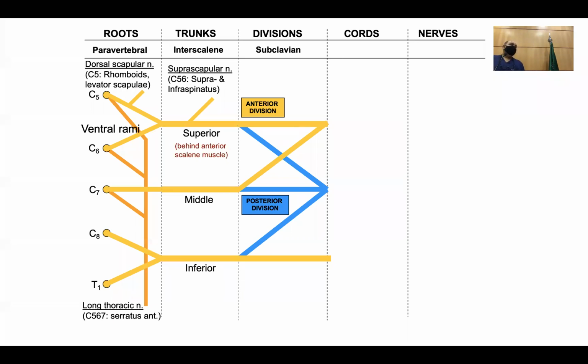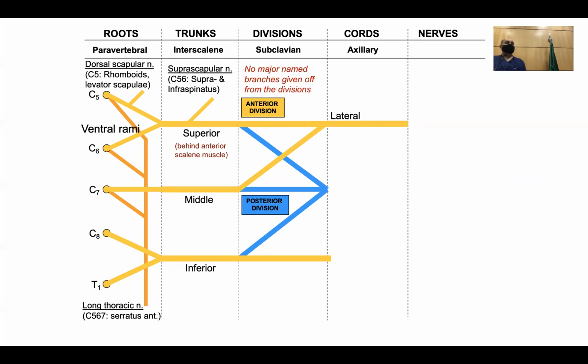So now the anterior divisions of my superior and middle trunks join to give me a cord. So it has popped out here. There are no branches from the divisions. We have branches from the roots, we have branches from the trunks, but we don't have any branch from the division. So these upper two anterior divisions make one cord. And that cord is what? Lateral cord.